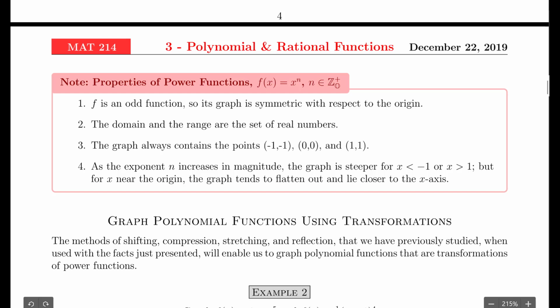So there's your properties of power functions. I won't read through those again. You guys are perfectly capable of reading.